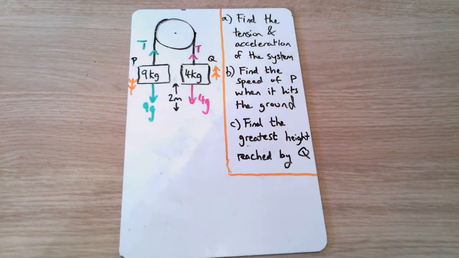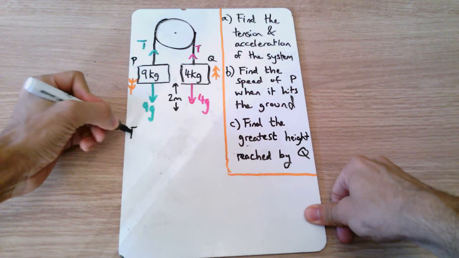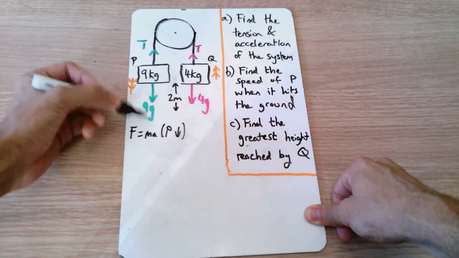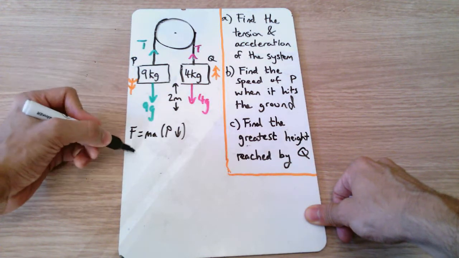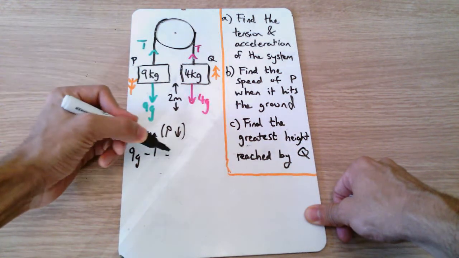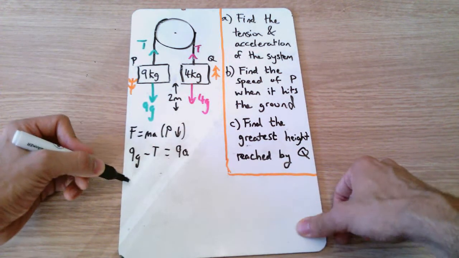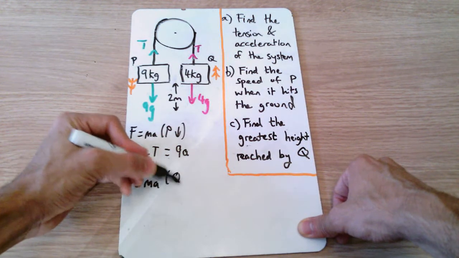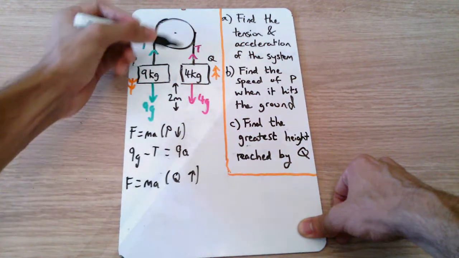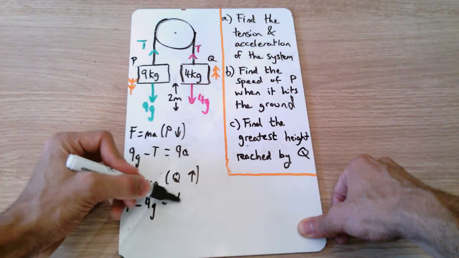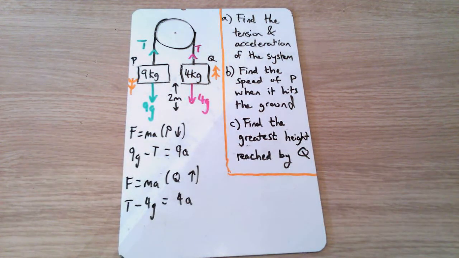So, as previously, we can do F equals ma on these particles. If we do F equals ma on P, P is coming down, so our positive force is our 9G. Our negative force is our tension, 9G minus T, is equal to 9A. Then we apply the same principle for F equals ma on Q, but Q is going up. In this case, it's T minus 4G is equal to 4A. Exactly what we did previously.